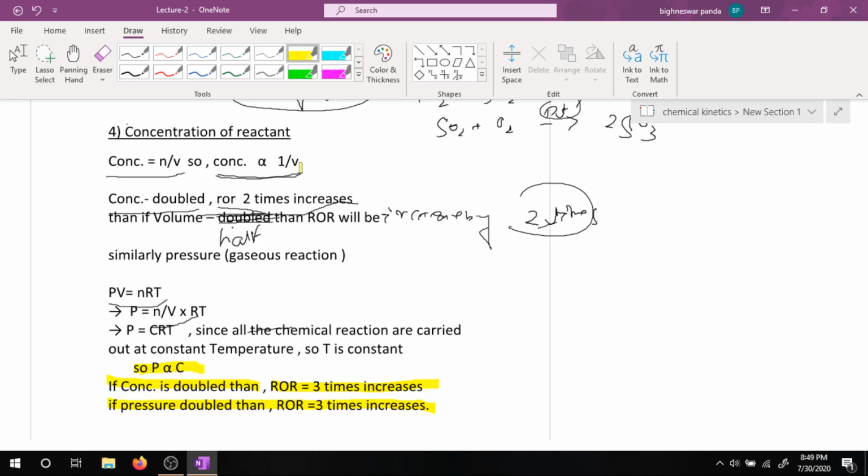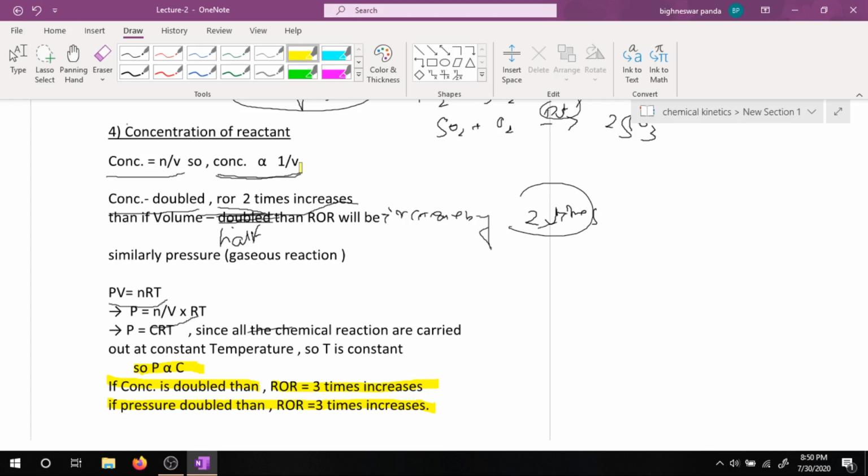Consider a reaction: if you double the concentration, and it has been found that the rate of reaction increases by 2 times. For the same reaction, if you change the volume so that it becomes half, what will be the effect on the rate of reaction? The rate of reaction also increases by 2 times, because by halving the volume, the concentration becomes double.